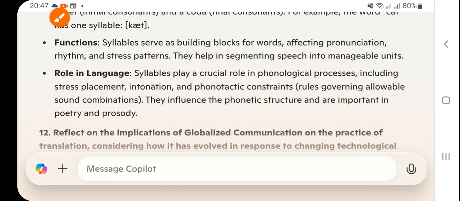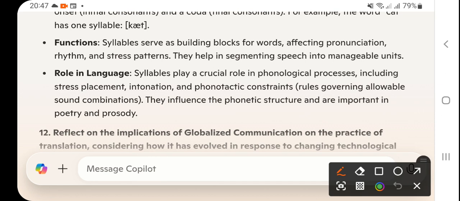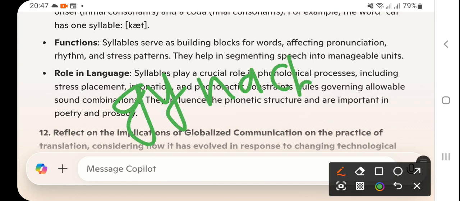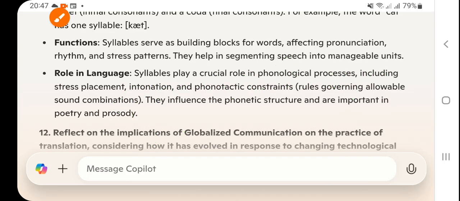Okay, functions. Syllables serve as building blocks for words, affecting pronunciation, rhythm, and stress pattern. They help in segmenting speech into manageable units. If I say "gynecologist", that is gy-ne-co-lo-gist. Escalators, this way.